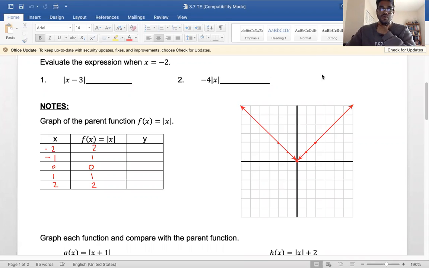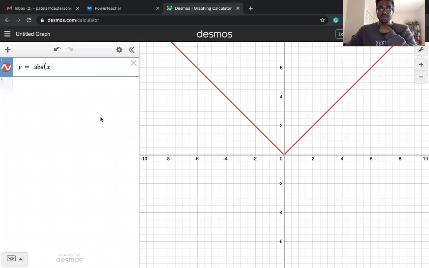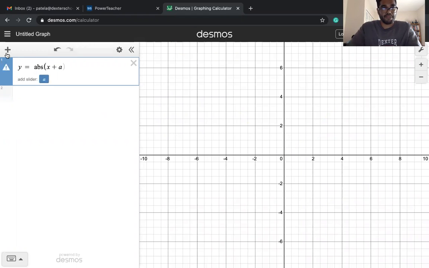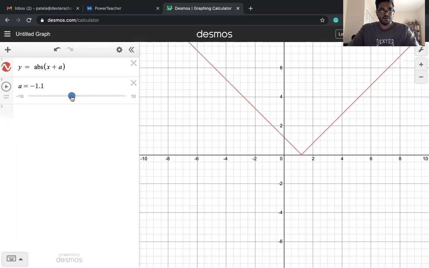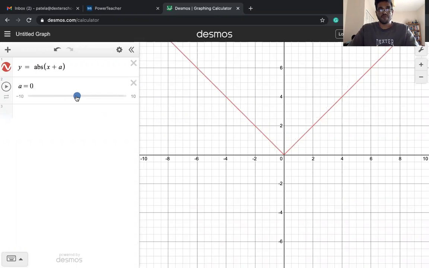So on the next problem, I'm actually going to pull up Desmos so we can see stuff moving around a little bit. So here it is. That's the same graph, y is equal to the absolute value of x. And so now if I put on the inside of the absolute value a term, x plus a, and add a slider. Now, if we're at 0, where'd it go? So this is your parent function.